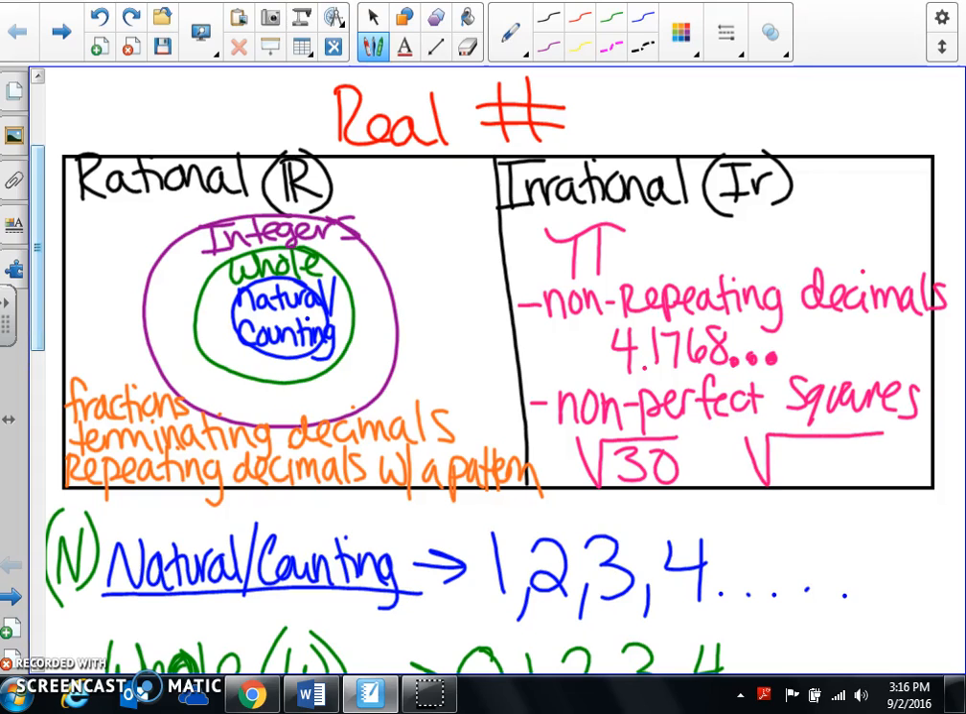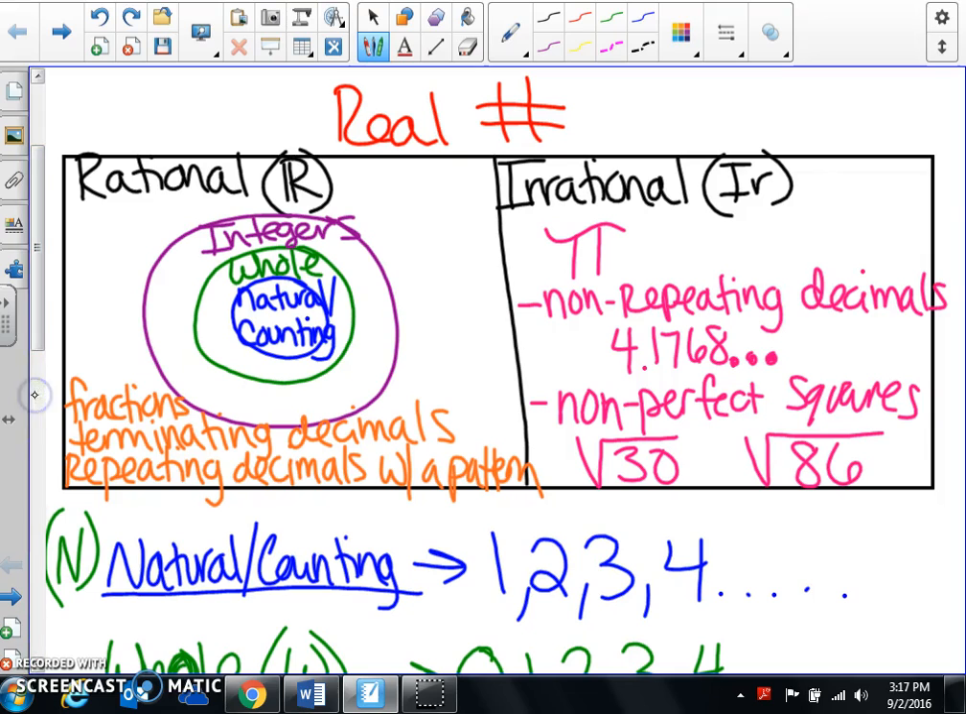Or the square root of 86. I don't know. Those are non-perfect squares, and if you put them in your calculator, I guarantee you they're going to give you a crazy decimal that repeats and has no pattern. That's why they are irrational. So everything up until this point has been a real number.